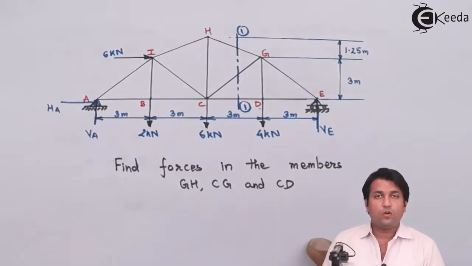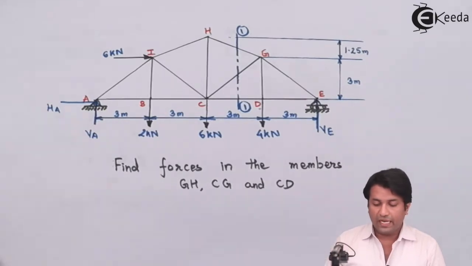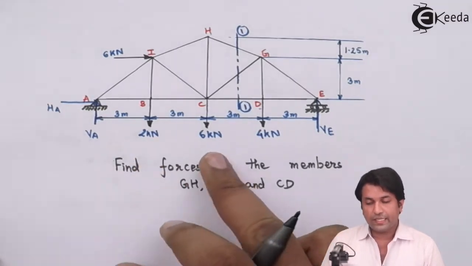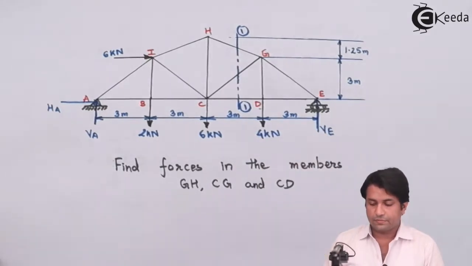That means the reaction force is acting towards the left. Now, I'll move on to the next condition, that is the vertical direction. I have two vertical reactions, VA and VE, and I have three vertical forces: a 2 kilonewton force acting at B, a 6 kilonewton force acting at C, and a 4 kilonewton force acting at D.